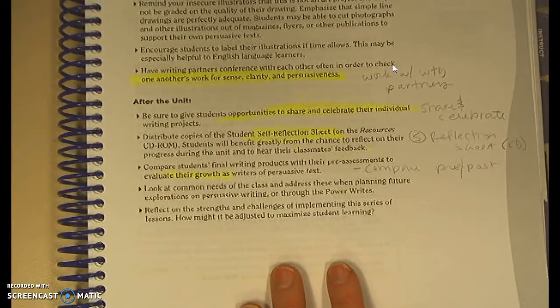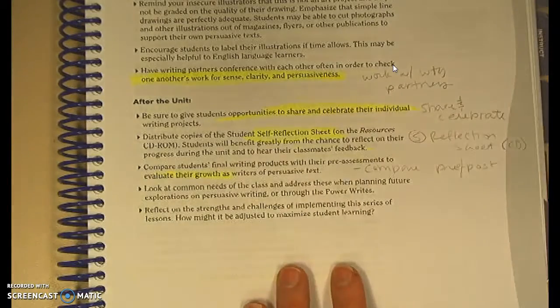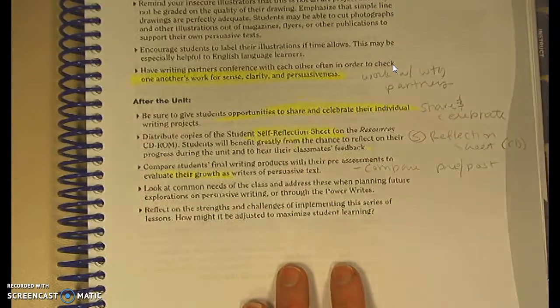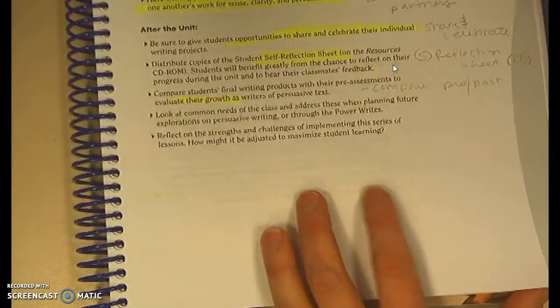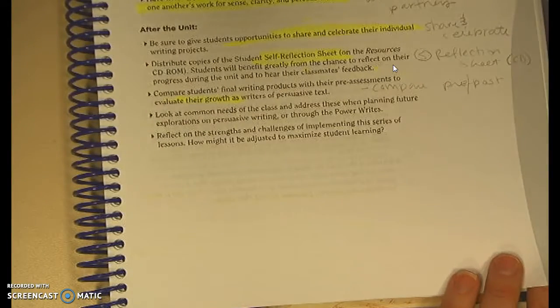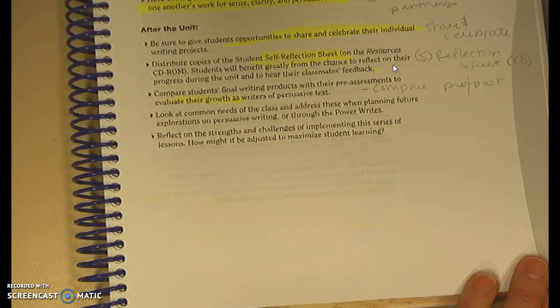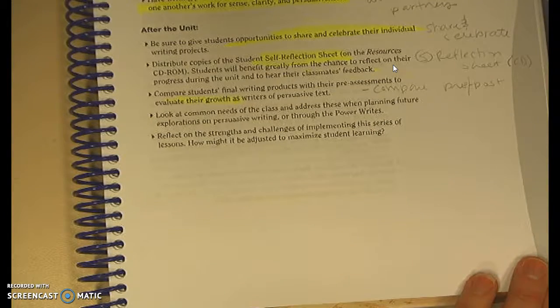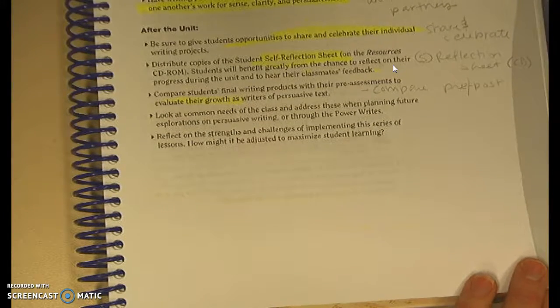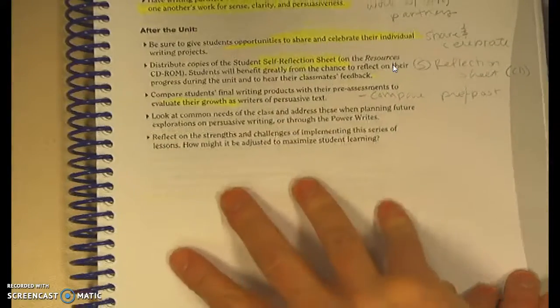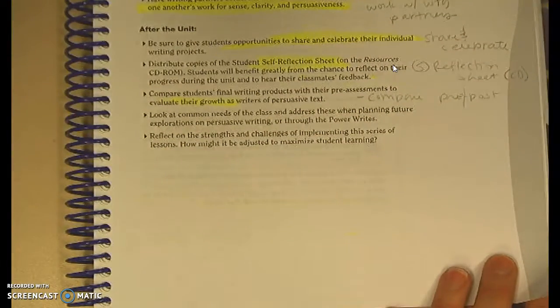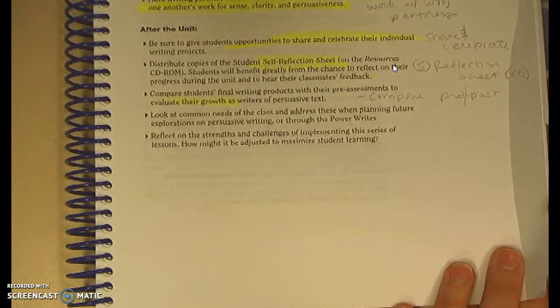It also makes a note to work with writing partners to share and help each other revise. And after the unit, make sure that there is time to share and celebrate. There's also a reflection sheet included that could be helpful for students to reflect on their process. And there is a pre-assessment as well as the post-assessment or the end of the unit composition, and it's really nice to hold on to both of those pieces so you can compare and note your students' progress over time.